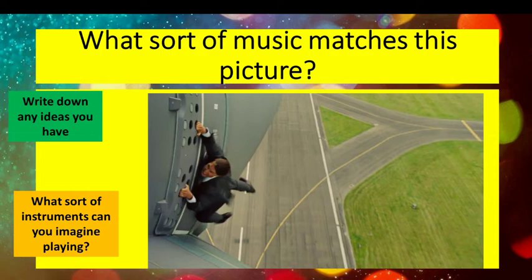So what sort of atmosphere do you think you would want to create for this picture? Is it going to be fast? Is it going to be slow? Are there going to be loads of instruments? Are there not going to be many at all? Is it going to be happy? Is it going to be sad? How can you achieve that? How can you create the atmosphere you're thinking of? So once again, pause the video just for a few minutes, write down any ideas you have, and then I'll tell you what my ideas were.